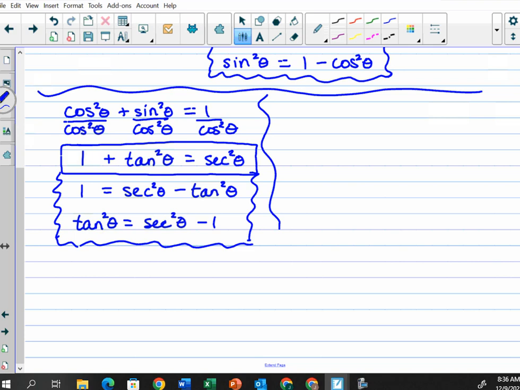Going back to the cosine, getting to the tangent squared of theta. Isn't it y squared over x squared? Yes, which is tangent squared.